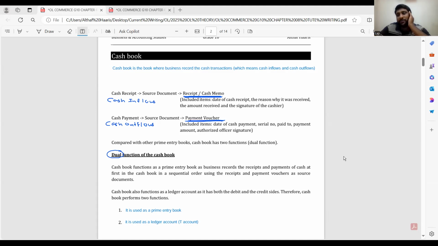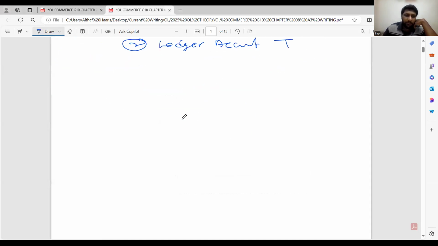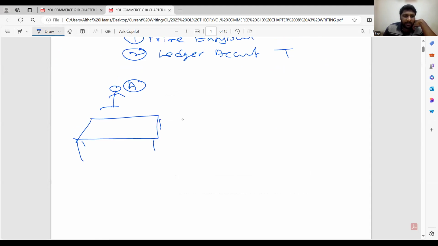Primary books are the books where we are recording the transaction for the first time. Any transaction is written in the primary book as soon as it happens. After that we put the double entries. So let's assume this person is A. On his table there are 6 books.